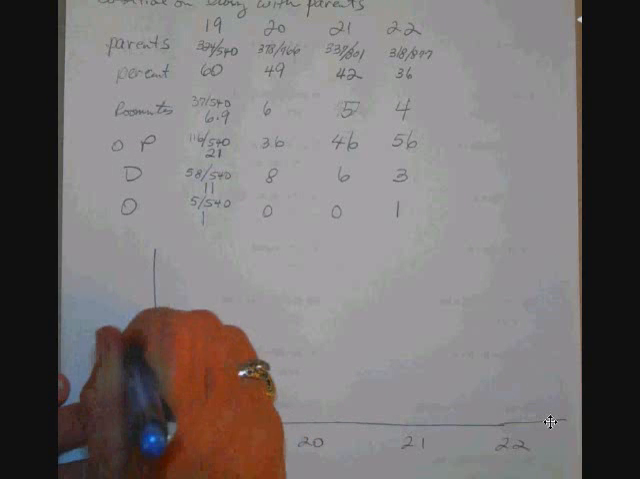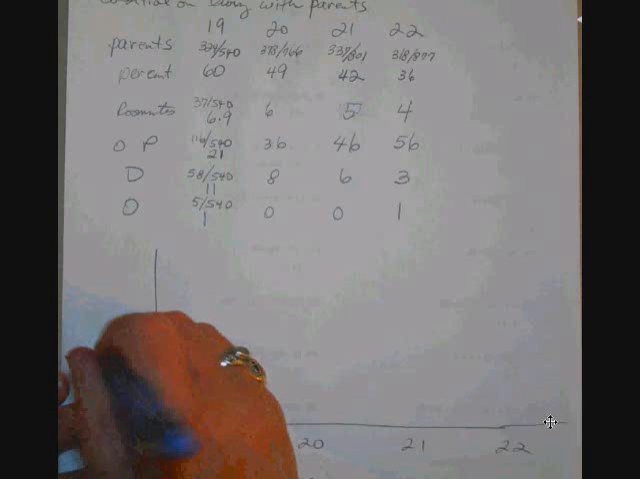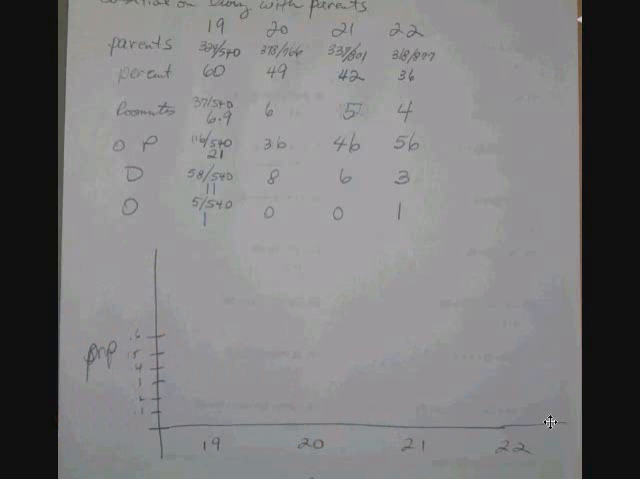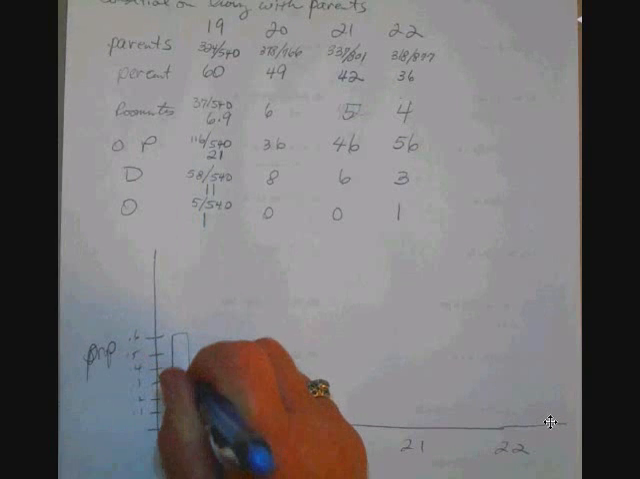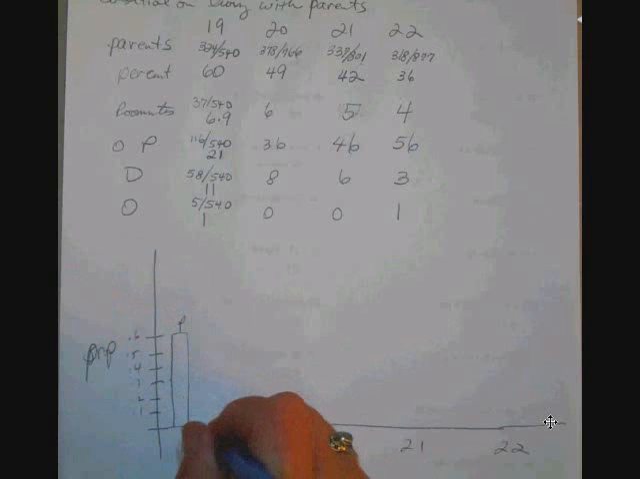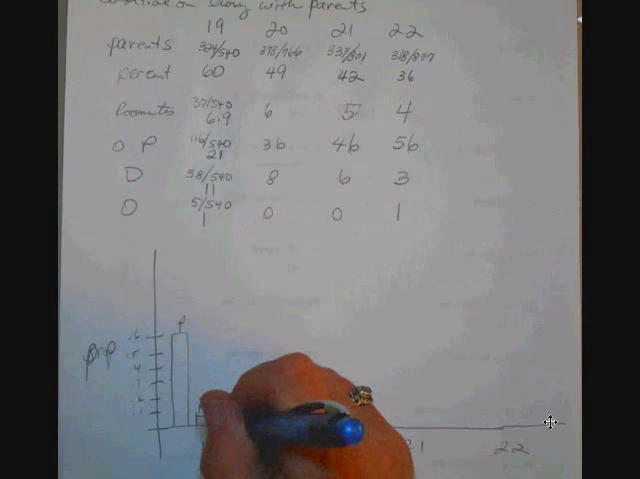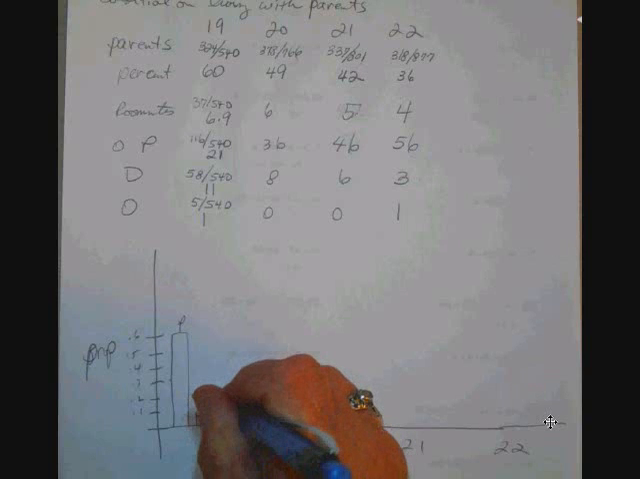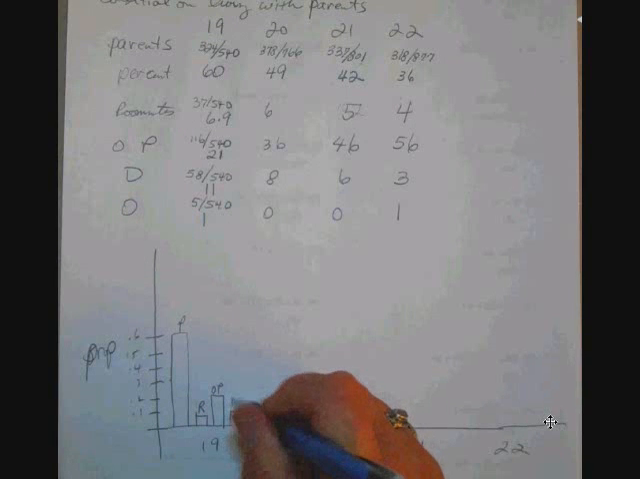so let's see, what's my highest percentage here? 60, 10, 20, 30, 40, 50, 60. Ages, proportions, and the 19-year-olds, 60% live with their parents. Make me a bar. 6.9% lived with roommates. Give me a bar. 21% lived in their own place. 11% live in the dorm, and 1% in the other.